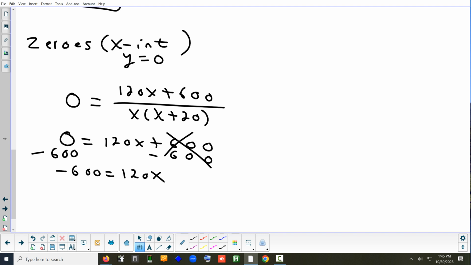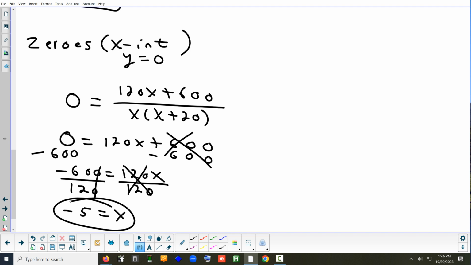And what would be my last step? Divide by 120. Yep, divide by 120. That does go in nicely. What's negative 60 divided by 12? Negative 5. Yep. So this graph is going to cross the x-axis at -5.